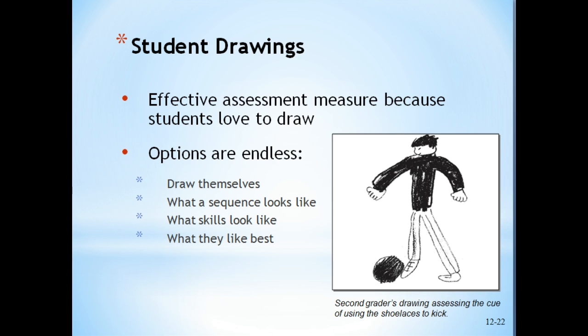There's an example on this slide of a second grader's drawing assessing the cue of using the shoelaces to kick in soccer. It is a paper and pencil type of assessment though, so it is not a physical assessment. It would be a cognitive and/or affective assessment. Expression is easy to do and drawing is easy to do, and kids love to do drawing. What the skill looks like or the sequence of the movements and the pathways or routes and so on that they move in are easy for them to draw in this particular assessment.